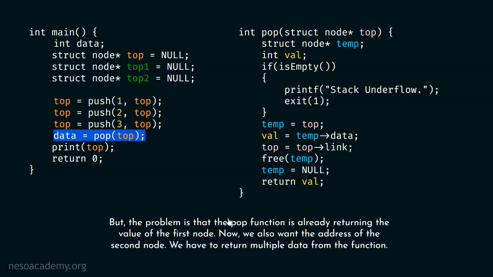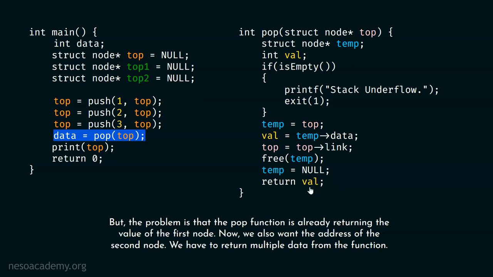But there is one problem. The problem is that the pop function is already returning the value of the first node, right? Now we also want the address of the second node. After deleting the topmost element, or after deleting the first node, we want the address of the second node, right? And actually we want to update this top pointer with the address of the second node. That is why it is important to return that address from this pop function. Now we have to return multiple data from the function.